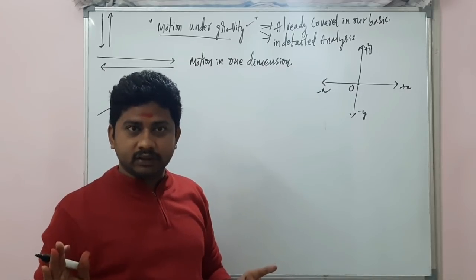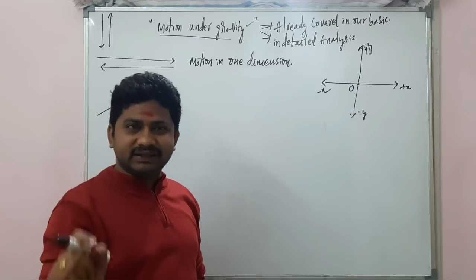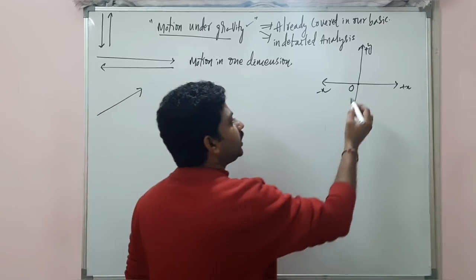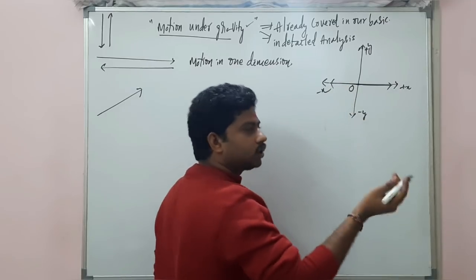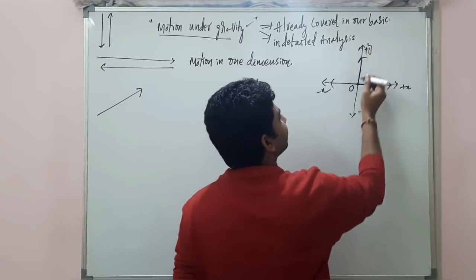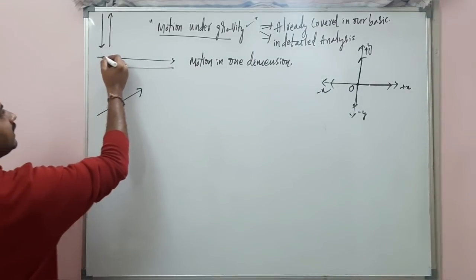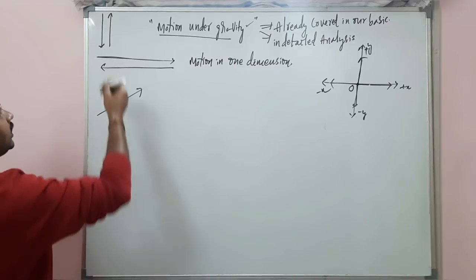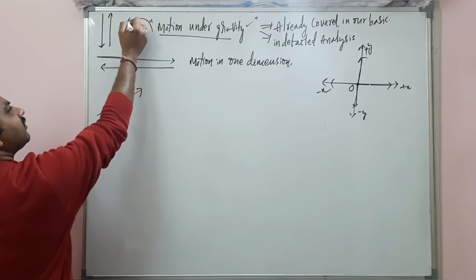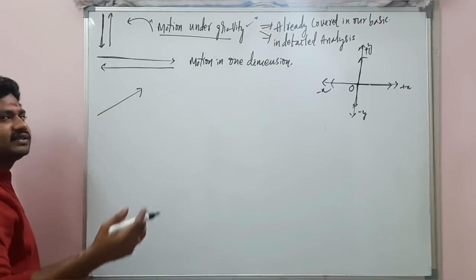Listen to me carefully. Motion in a straight line and motion in one dimension means the body moves either along the x-axis or along the y-axis. That's it. Here you see the body is moving along the x-axis. Here you see, in case of motion under gravity, the body is moving along the y-axis. That's it.